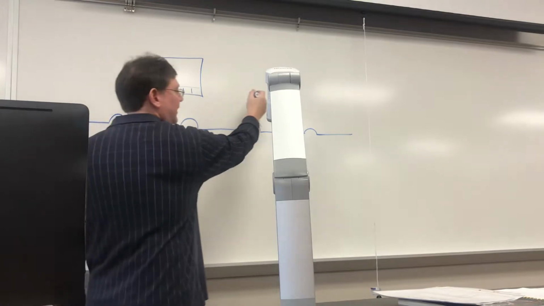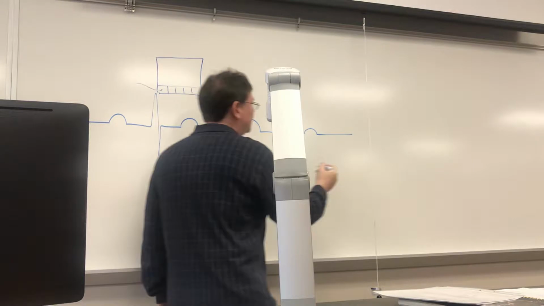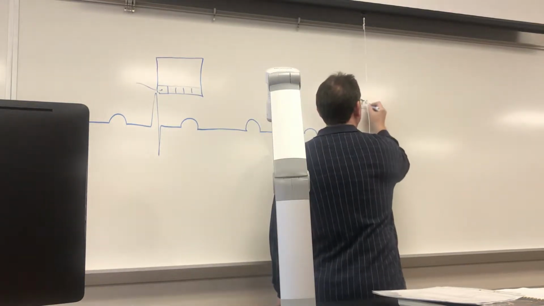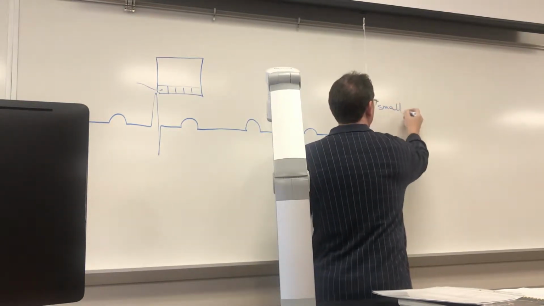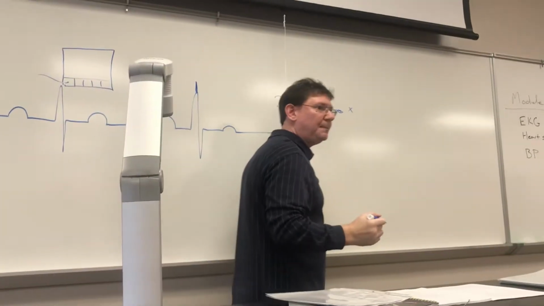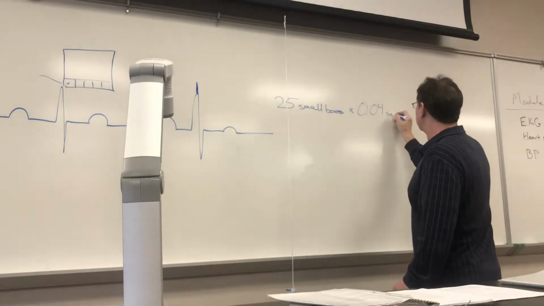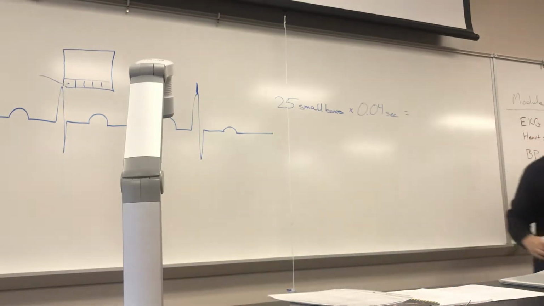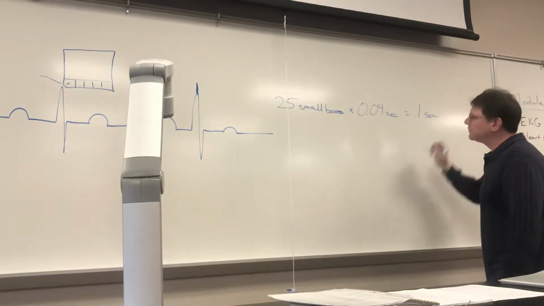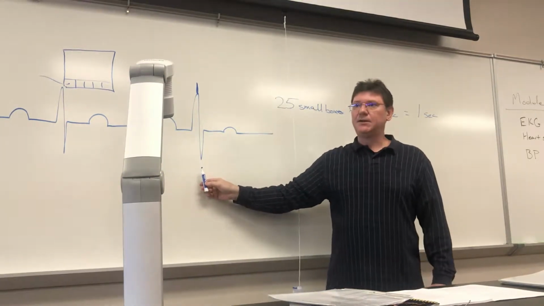1, 2, 3, 4, 5, 6, 7, 8, 9, 10, 11. Say there's, I don't know, 25 of them. So you take your calculation: 25 small boxes, each one is worth how much time? What does that calculation give me? 1. So for this person, the electrical activity from here to here took 1 second.